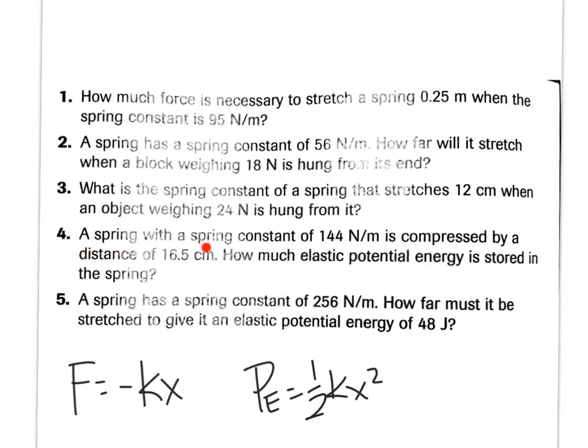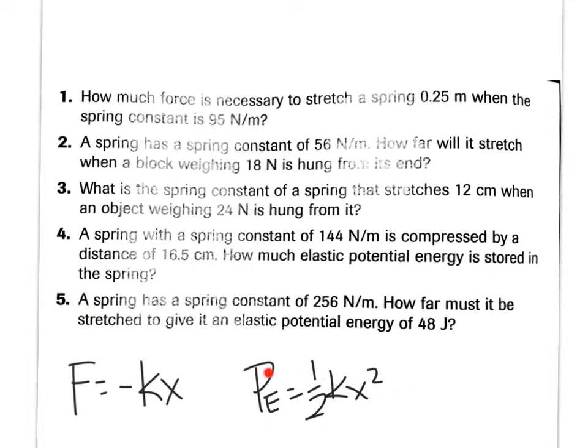Question 4, a spring with a spring constant of 144 newtons per meter is compressed by a distance of 16.5 centimeters. So the displacement you're going to put in meters. We know the spring constant and how much elastic potential energy is stored. So we're over here: spring constant, displacement, elastic potential energy, or potential energy stored in the spring.